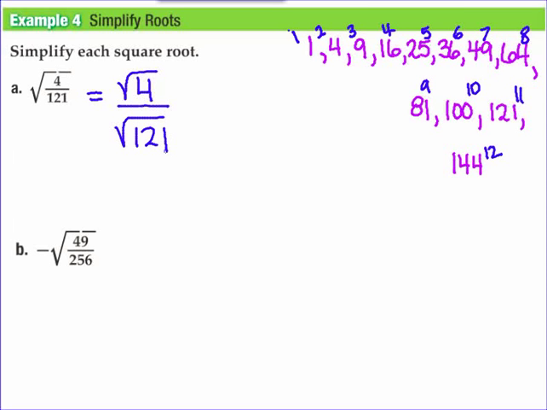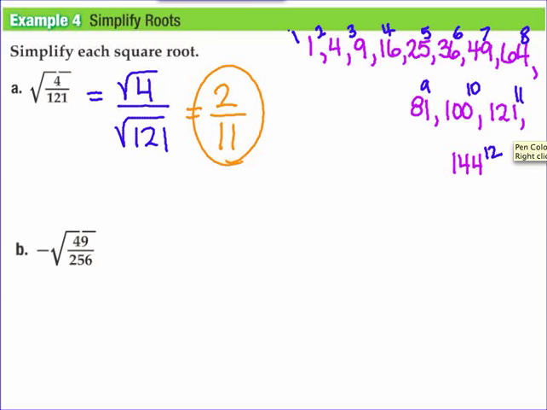Okay? Simplify it. So square root of 4, we already know is what? 2, because that is what is squared to give me 4. What is the square root of 121? 11. Now, if you are stuck with those, it probably would be a good idea to write these down so that you know which is which. Okay, let's look at the next one.